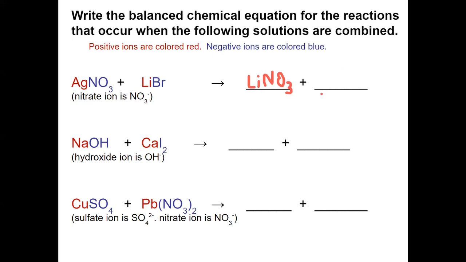The other new product is silver paired with, well, if it was initially paired with nitrate, it's going to, in the new combination of ions, be paired with bromine. Silver is itself an element in the transition metal block that is a 1 plus charge always, and bromine is a 1 minus charge. So it just takes one ion of each to make a neutral compound. So we've got LiNO3 and AgBr. Notice that it's always positive ion paired with negative, and the positive ions listed first.